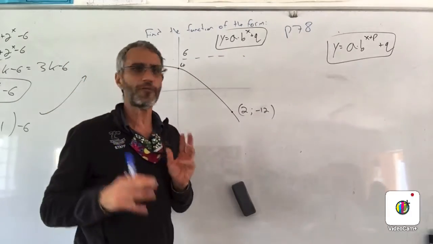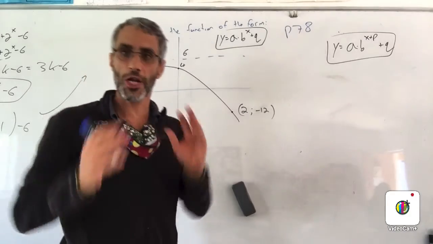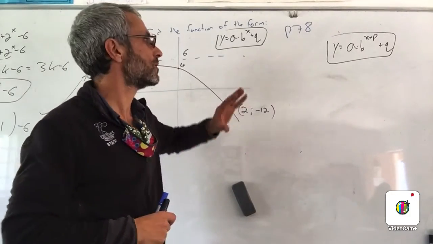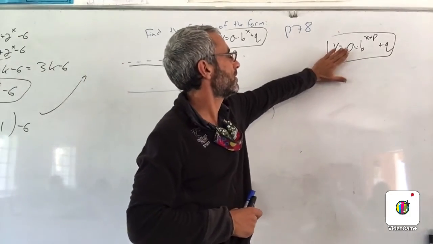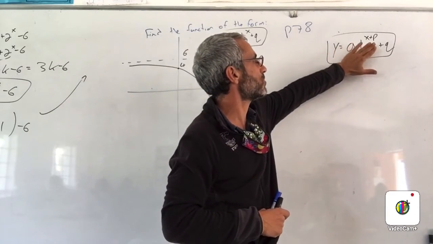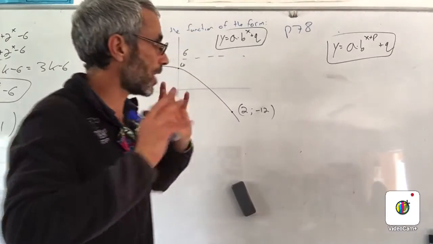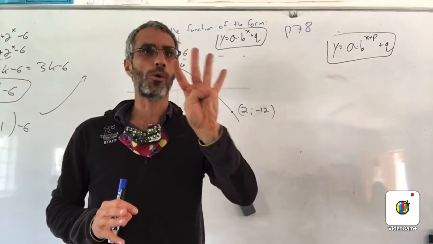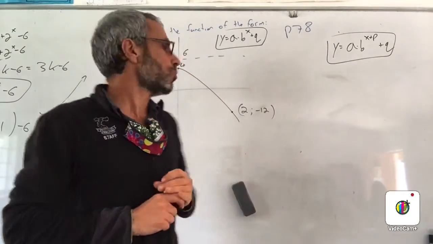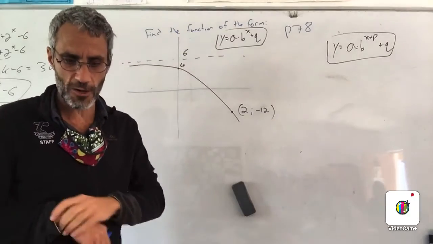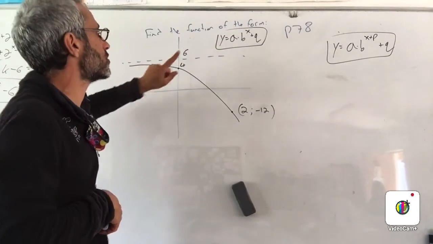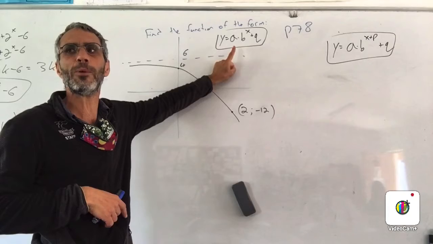Now, the general form of exponential graphs is this: a times b to the power x plus p, plus q. That is quite a difficult one because we've got 4 parameters. So the questions I can see they give you here in grade 11 are restricted to this slightly simpler form.